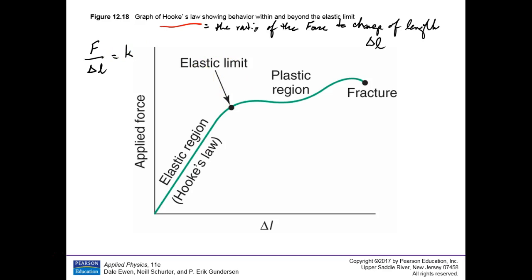Now we'll get to that right here. But what do we mean by this? The ratio of applied force to the change of length is basically the slope of this line. And you see a line has a constant slope. Right here at the end, it's beginning to deviate some. Not quite a straight line anymore, but right about there is the elastic limit.